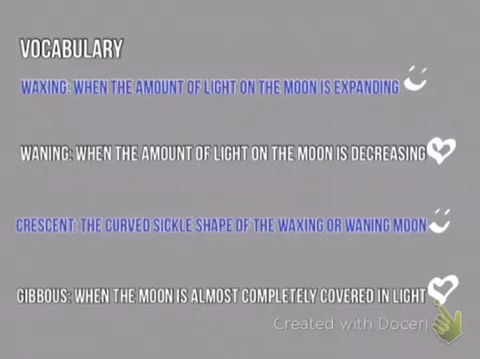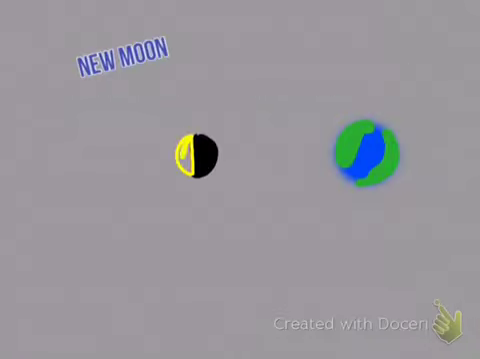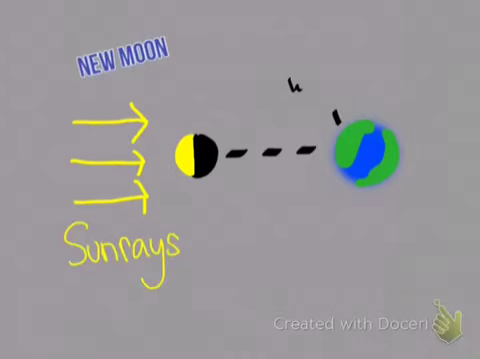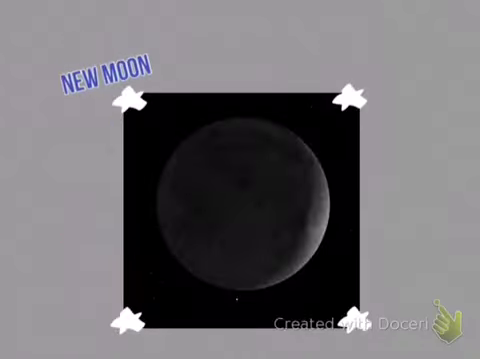Now that you have your vocabulary down, let's move on to the phases of the moon. We're going to start with the new moon. This is when the sun rays are hitting the side of the moon that is not facing Earth. This is when you can hardly see the moon. You might be saying, "Where's the moon today?" Here's what the moon would look like from Earth.